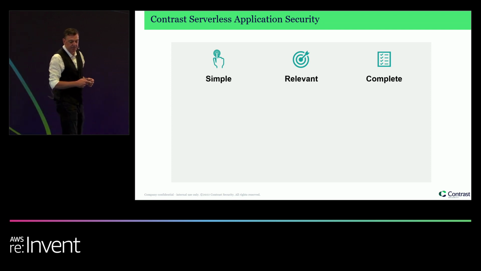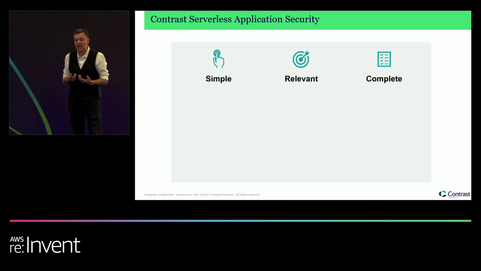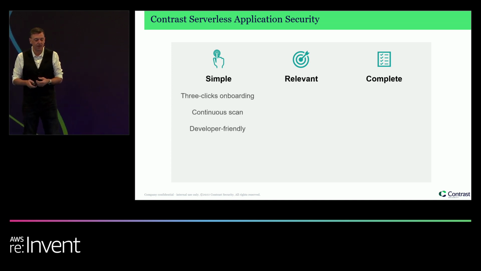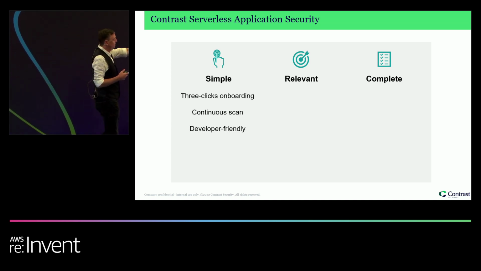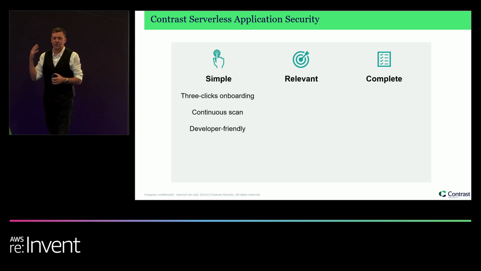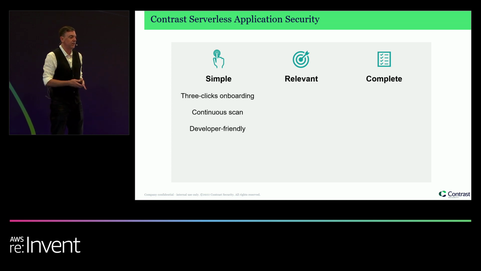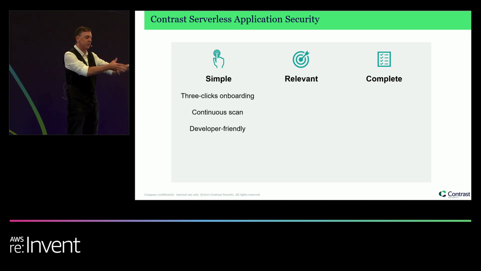So to sum this up, what we want to provide to you is a set of tools that are going to make your life easy. We want to make this simple. So really, to embed this technology into your serverless environment, it's just 3 clicks. You're going to basically put us into the AWS environment, provide us some credentials so that we can get hooked up. And at that point, we're going to be continuously scanning.